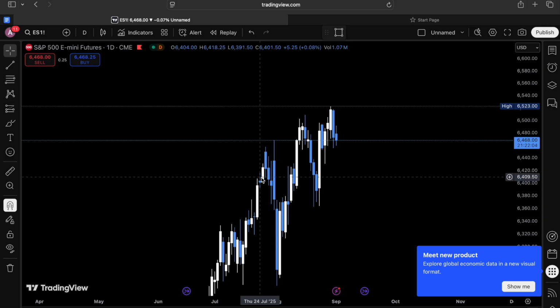So boom, what is a high? It's a move up and then a move down. Which one is the highest, or where would the high be?